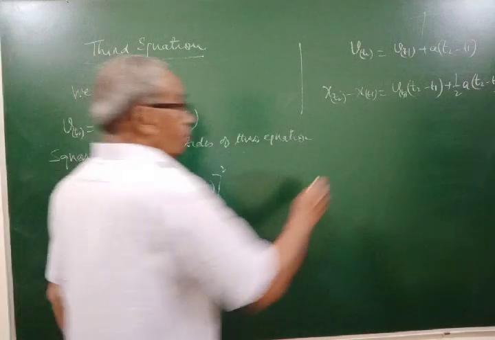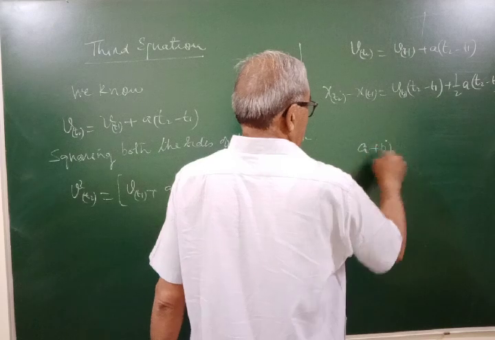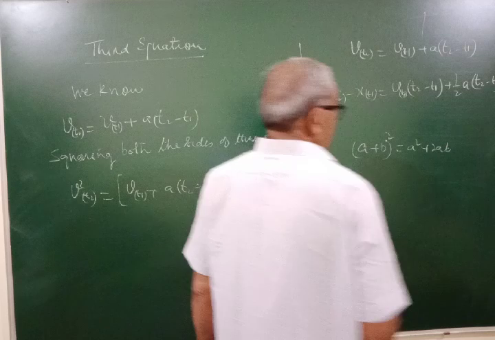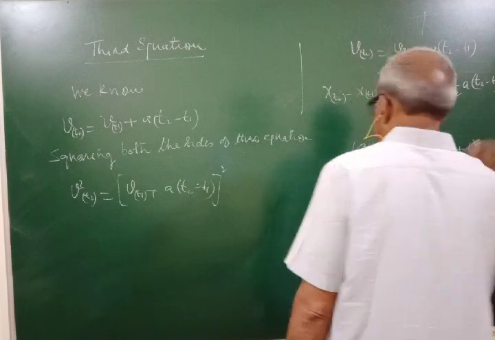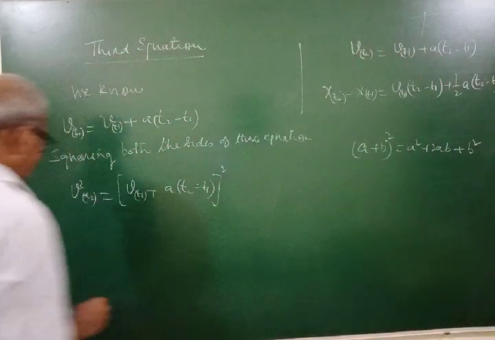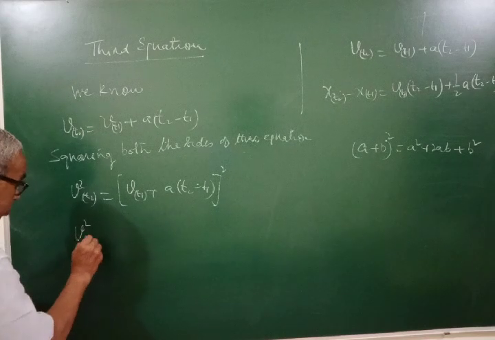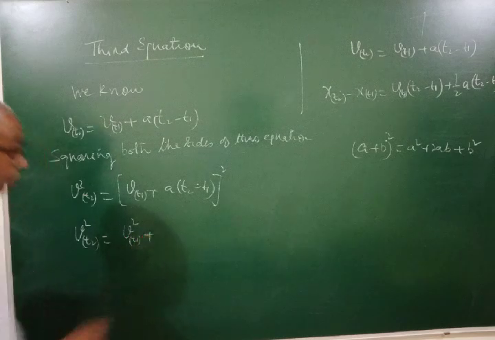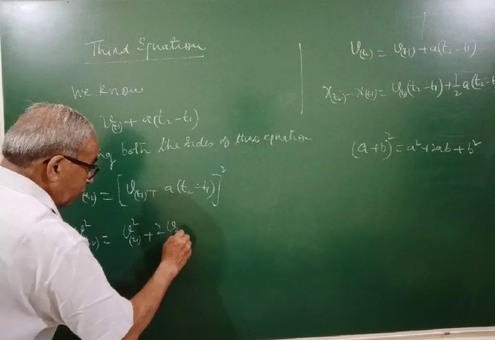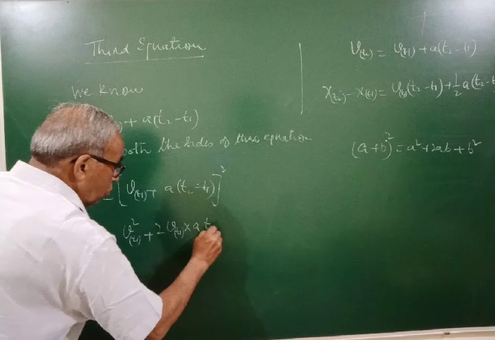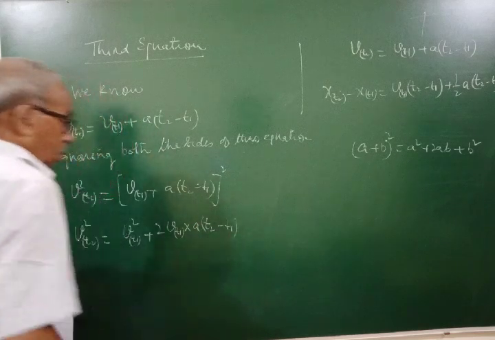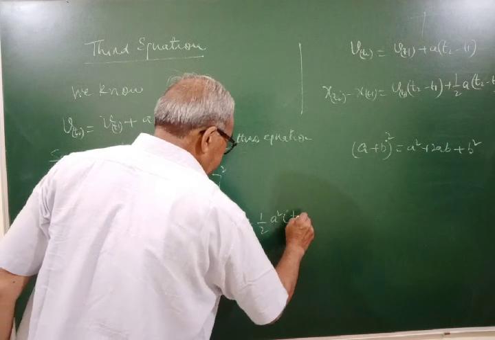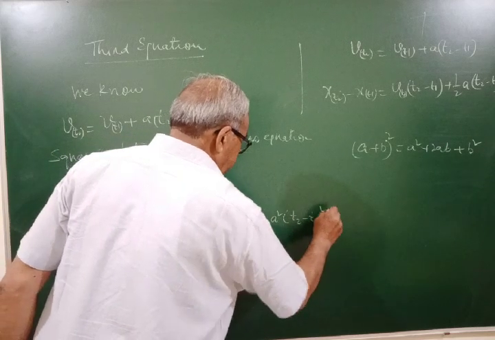Now you know (a plus b) whole square, how do you write? a square plus 2ab plus b square. So we can write it as v square t2 equal to v square t1 plus 2 V(t1) into a into (t2 minus t1) plus a square into (t2 minus t1) whole square.